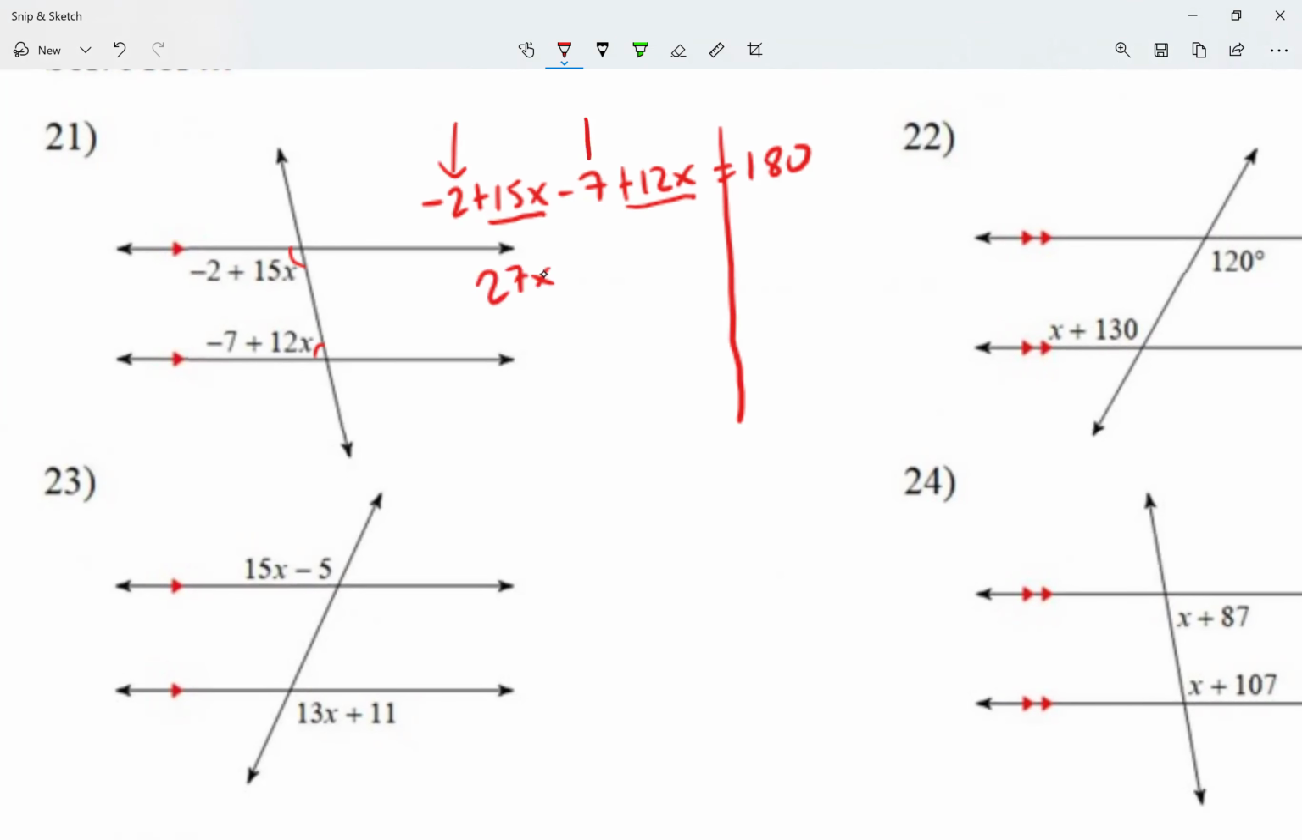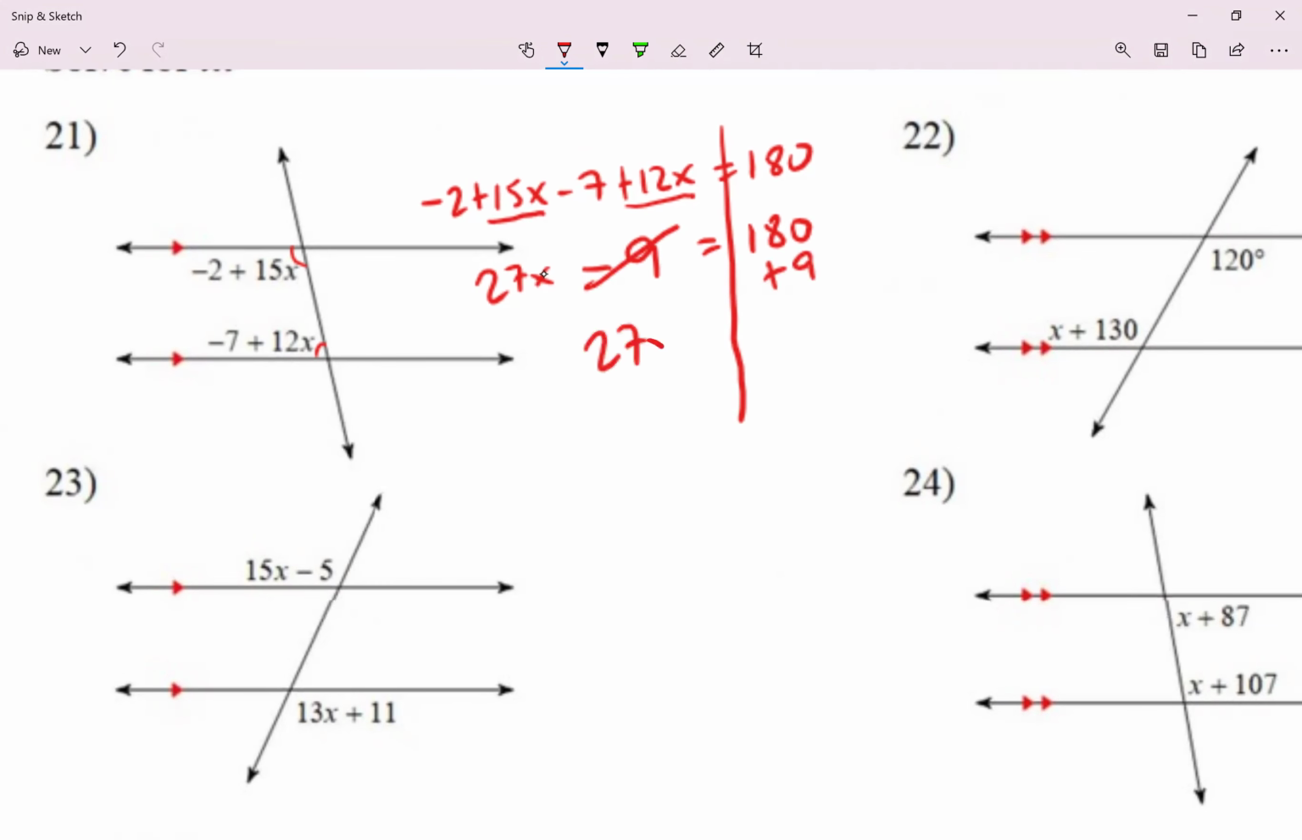Then I see a -2 with a -7. I'm going to add the numbers because they have the same sign. -2 and -7 gives me -9. If they had different signs, I would subtract the values and keep the sign of the larger one. But here -9, this is all equal to 180. All I did on the left side was combine like terms. I want the term that has the x by itself. So I want the 27x by itself. This -9, let me move it to the other side as a plus 9. Don't forget to switch the sign.